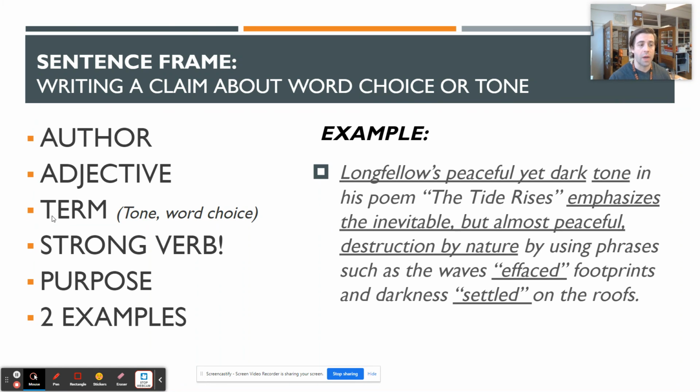All right, make sure you have this structure down in your notes. It's something that I'm going to be asking you to use. And I think that's what we've got. Good luck, folks.